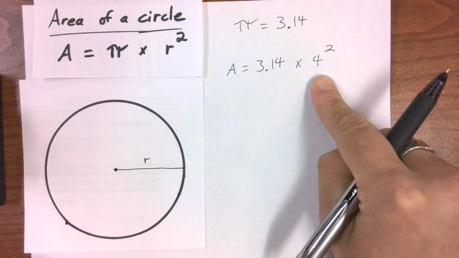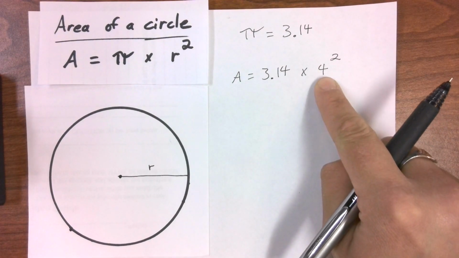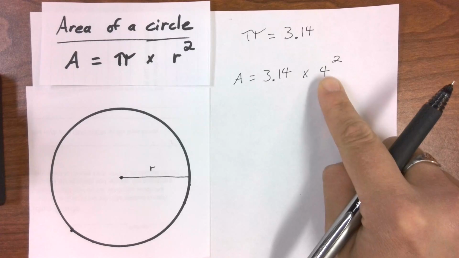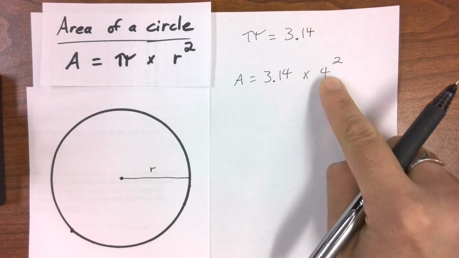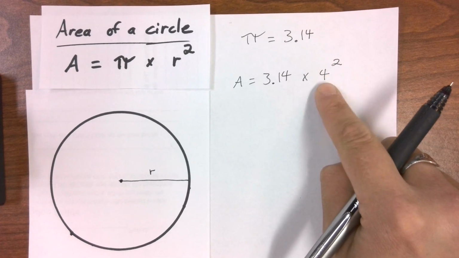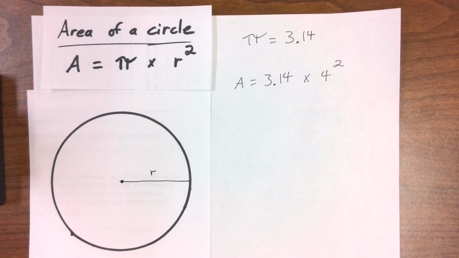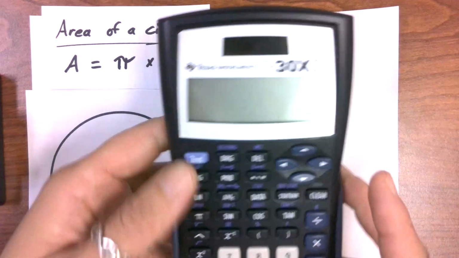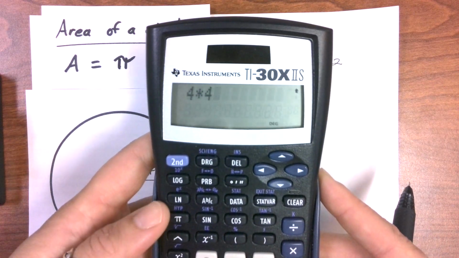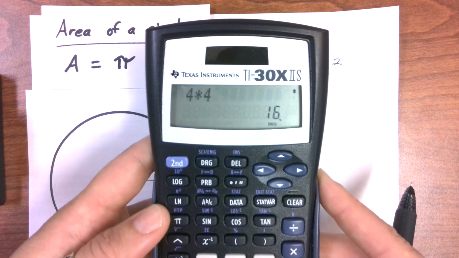So one thing that students tend to do a lot is they do 4 times 2. Remember, that's not how you square a number. To square a number means you multiply it by itself that many times. So it would be 4 times 4. So hopefully you would know your multiplication facts well enough, but again, in my class, we can always use a calculator if you're not sure. 4 times 4 is 16.